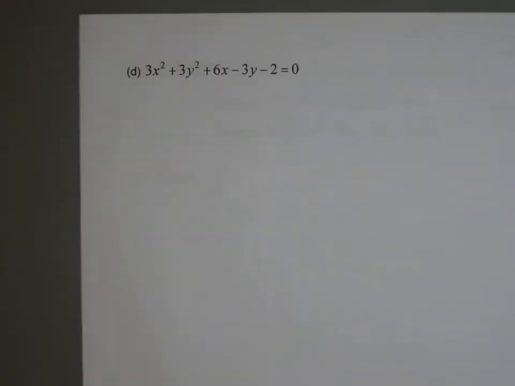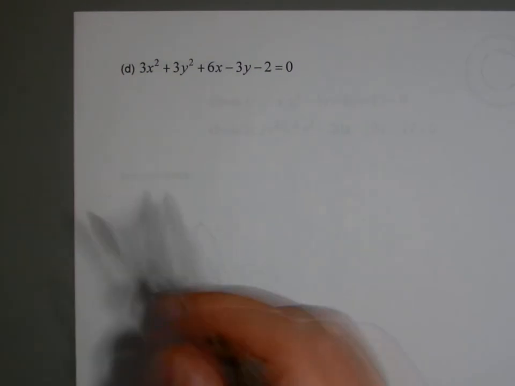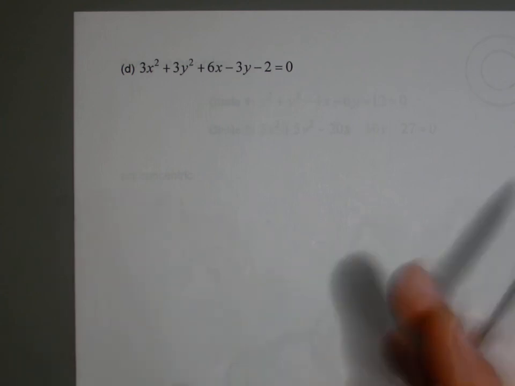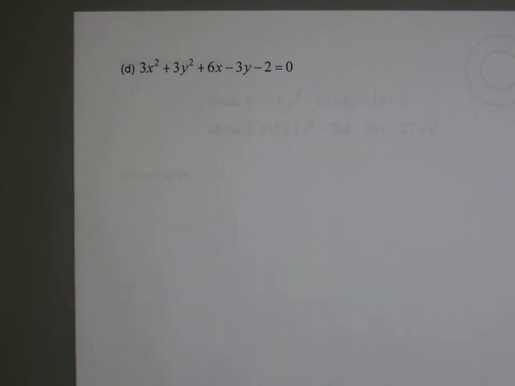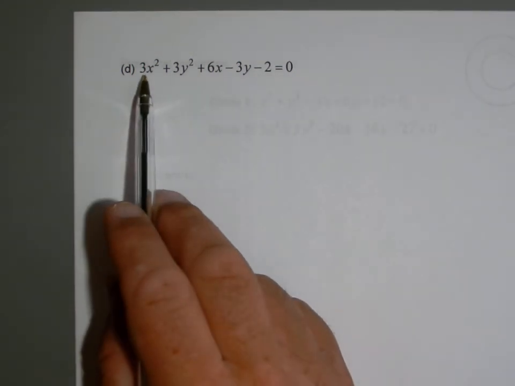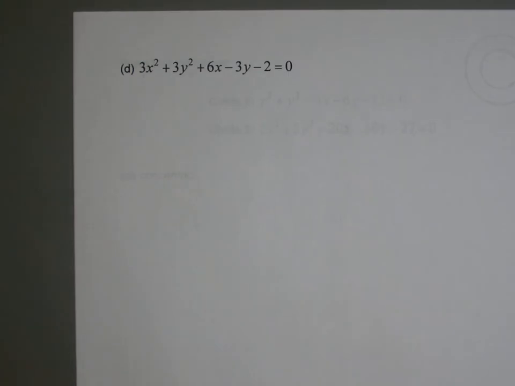Okay, let's do one more. Now, with this one here, you've got to be really careful because you can group the x squared terms and x terms, and then the y squared and y terms. However, you're not going to be able to complete the square because remember, if there's a number in front of the x squared, you can't complete the square unless you do a bit of work with it, unless you take that 3 out and factorize it.